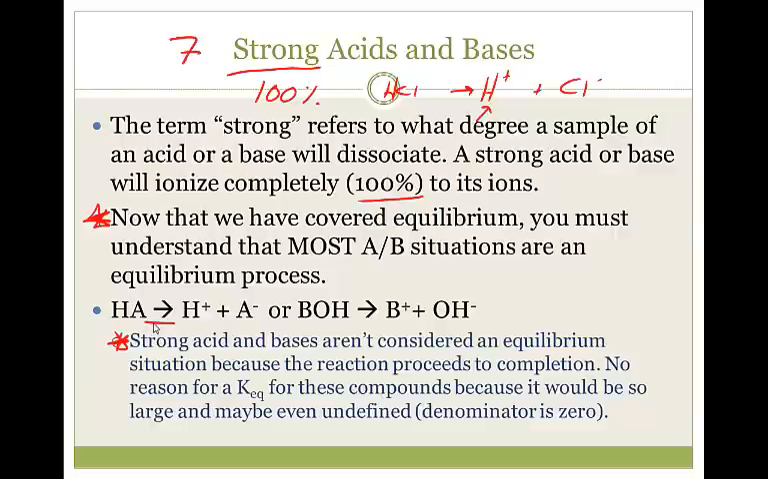So for our strong acids and our strong bases, it is a completely normal, non-equilibrium process, because the equilibrium constant for these is so high that it won't even go back to the left. So the majority of the time, acids and bases are an equilibrium process, but our 7 strong acids and our strong bases are not an equilibrium process at all, because the K is so high that we even get an undefined number due to our denominator being 0.